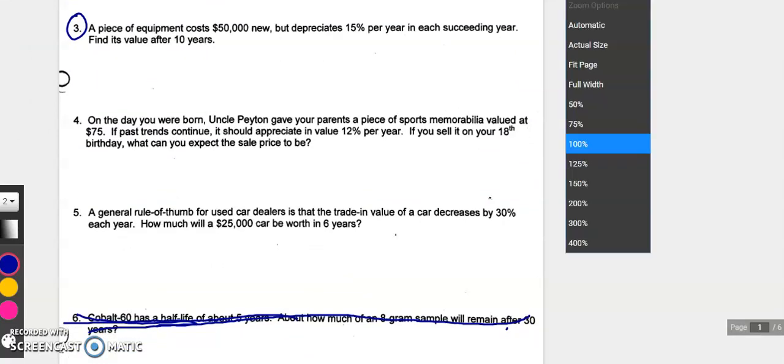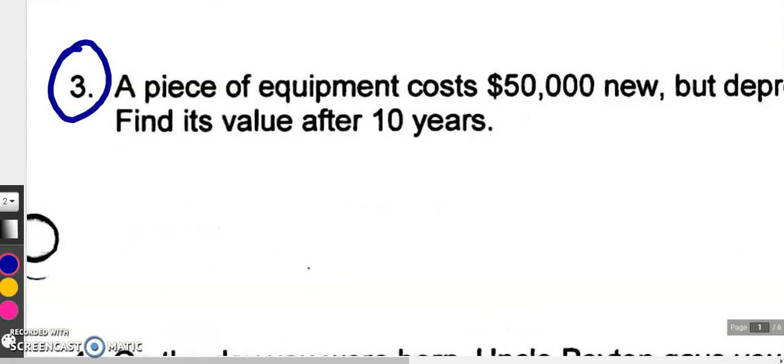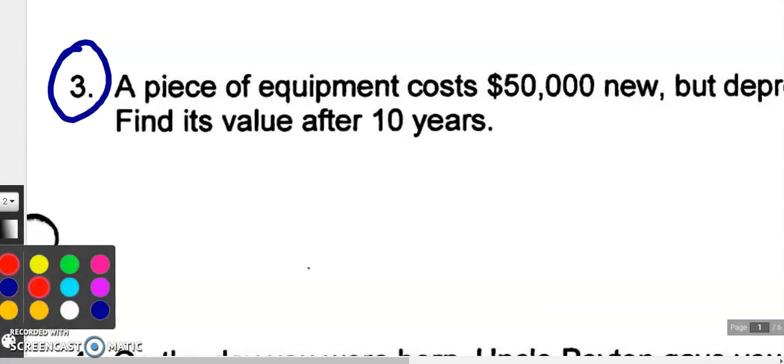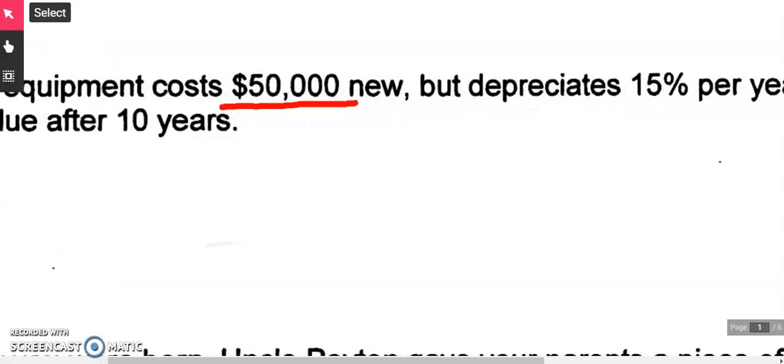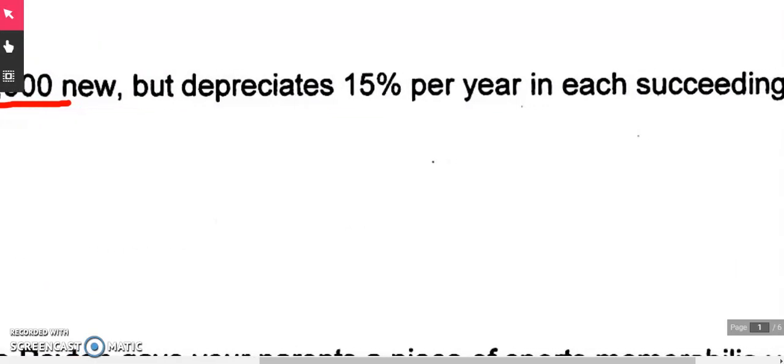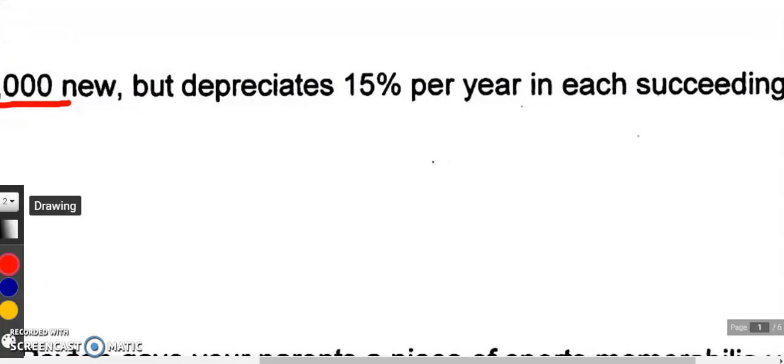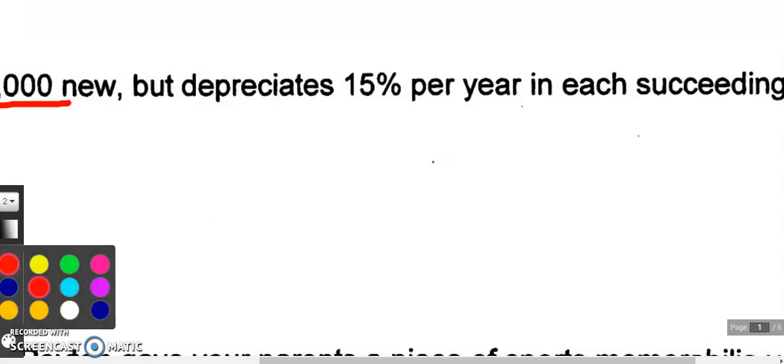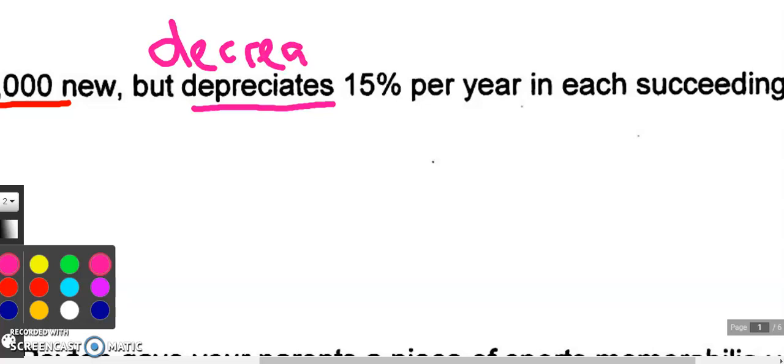All right, so for the next one, a piece of equipment costs $50,000 new. So that's going to be our starting value. It depreciates at 15% per year. So depreciates means that our value decreases by 15%.